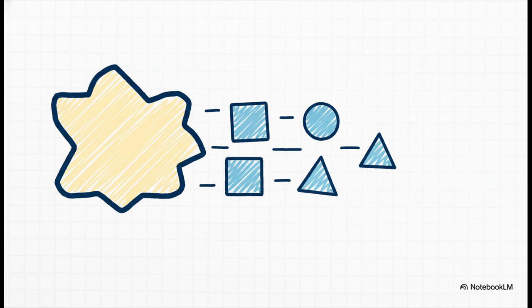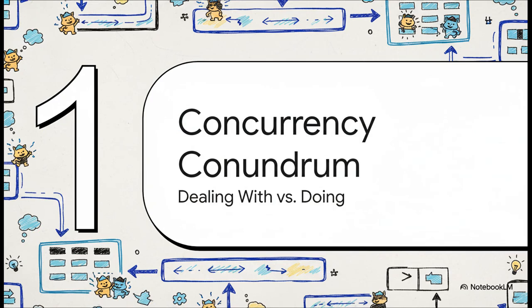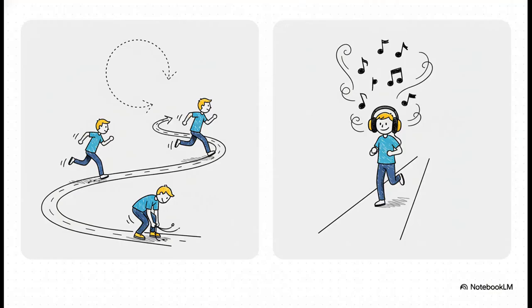We're going to look at each piece of the puzzle one by one, see the problem it solves, and then put them all together to build something awesome. Okay, first things first. Before we go any further, we have to get one thing crystal clear because it trips a lot of people up. There's a huge difference between dealing with a lot of things and actually doing a lot of things.